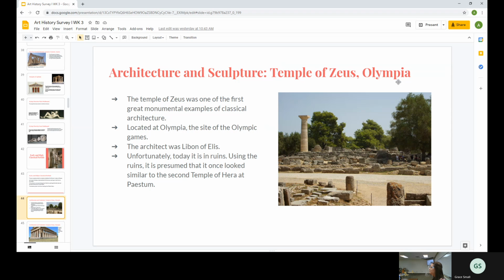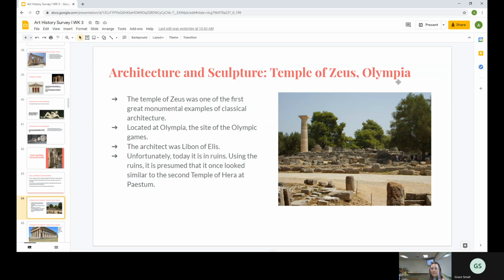It was located at Olympia, the seat of the Olympic Games, and it kind of really catered to illustrating and bolstering support for those games themselves. Like I said, it is kind of ruined now. The architect was Libon of Elis, in case you want to know who made it, but we're going to be talking about a lot of architects, and he is not the most important one.